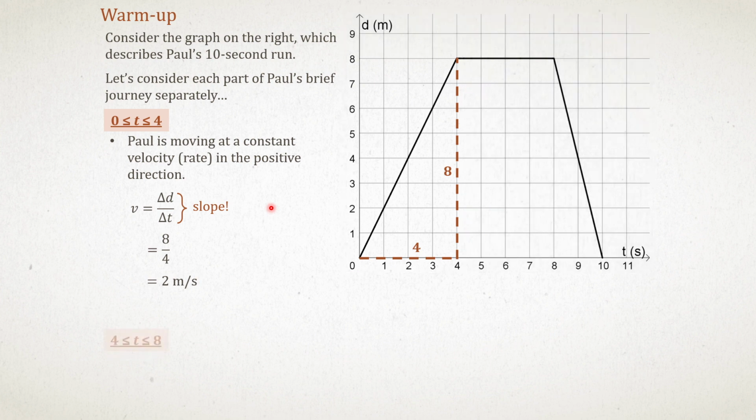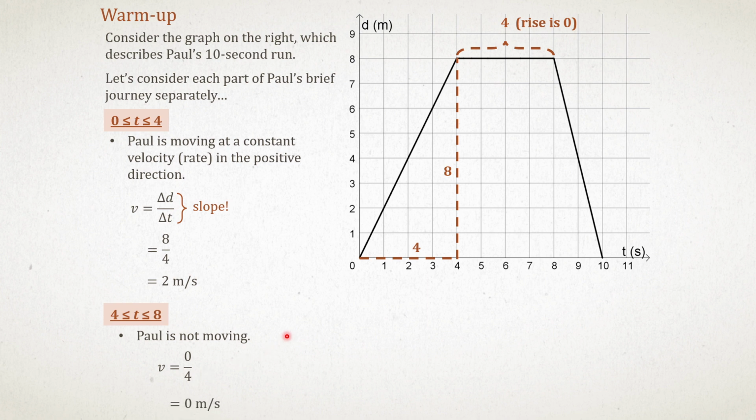All right, now let's look at the next part of the journey here from 4 seconds to 8 seconds. That's right up here. And he's not moving. How do we know that? Well, we have a flat line, a horizontal line, which means for those 4 seconds, his displacement is not changing. And if his displacement's not changing, he's not moving. We could calculate the slope if we wanted to. We'd have a run of 4 and a rise of 0 because this line, from the beginning to the end, for example, does not go up or down. So our rise over run would give us 0 divided by 4. That's our change in displacement divided by our change in time. And that, of course, is 0 meters per second.